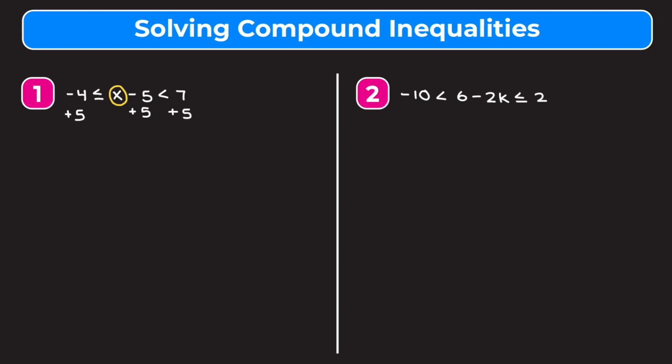So on the left, -4 plus 5 is going to give us a +1. So we have 1 is less than or equal to. In the middle, the -5 and the +5 cancel out to 0, so we're left with x. And on the right, 7 plus 5 is 12. So we get that x is greater than or equal to 1, but is less than 12. So this is saying that x is greater than or equal to 1 and x is less than 12. It's got to fit both of these restrictions in order to be a solution.